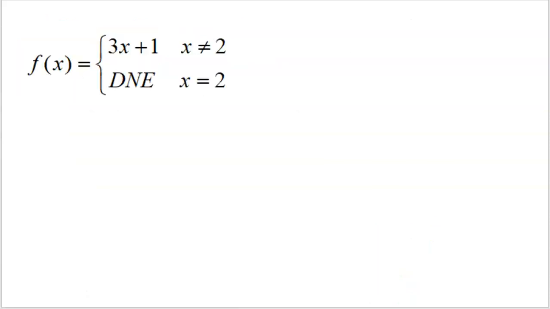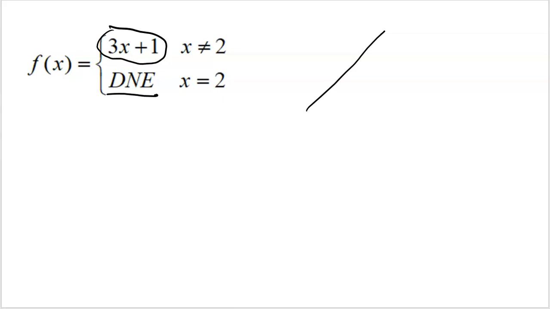Here's another one. Pretty cool, interesting, right? So check this one out. When x does not equal 2, so for any value other than 2, I mean literally every number other than 2, we're going to use the function 3x plus 1. But if x does in fact equal 2, the function is stated to not exist. So what the heck would that look like? Well, we're basically going to be a line. We're going to be 3x plus 1, which is an increasing line with a slope of 3.